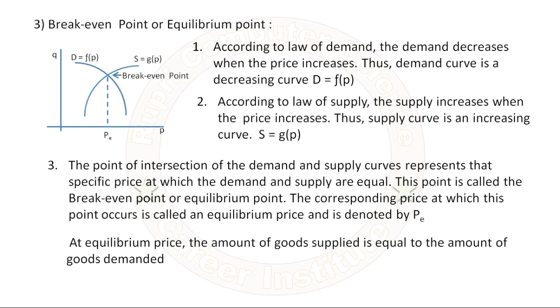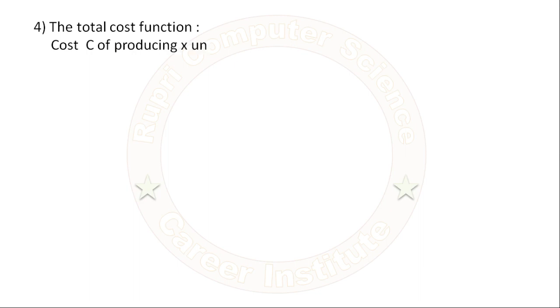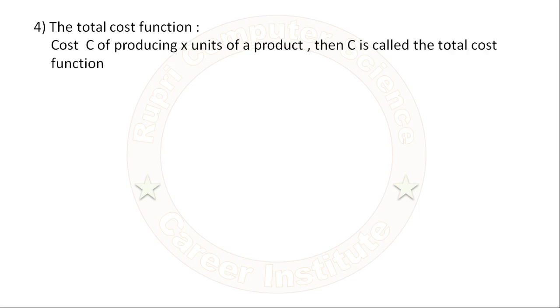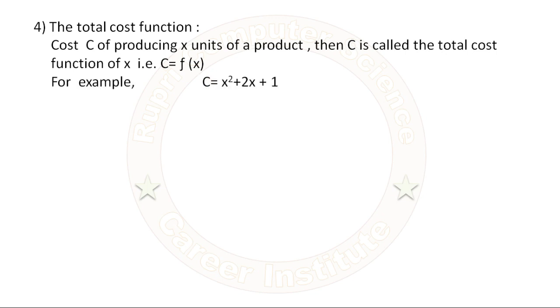Okay. Now next, fourth, the total cost function. The cost C of producing x units of a product is called the total cost function of x. That is, C is equal to F of x. For example, C is equal to x square plus 2x plus 1. This is just an example given. This is the cost function.